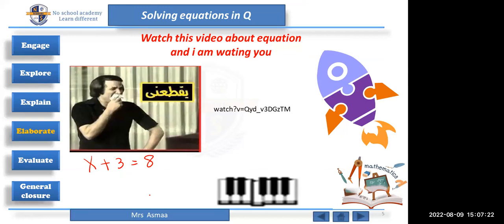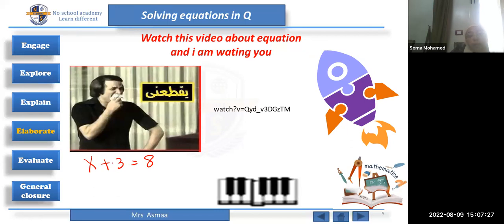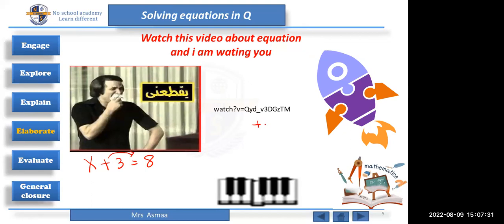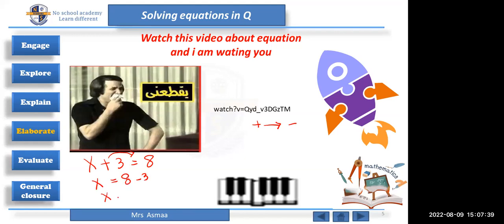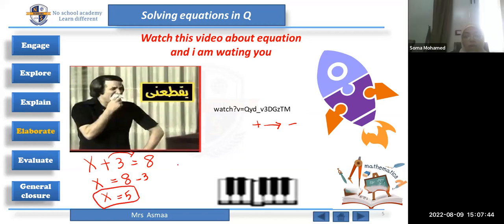We do 8 minus 3. Yeah, super. I will move plus 3 to the opposite side by the inverse. What is the inverse? Do 8 minus 3. Yes, super. It will be minus. So x will equal 8 minus 3, so x will equal 5. Super, yes, Sajid. Thank you.